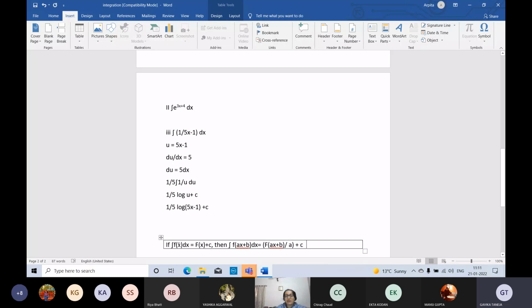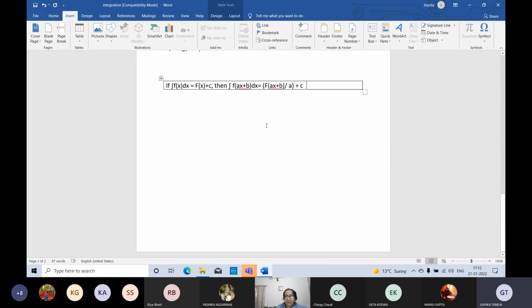I repeat, so if a function of x, you integrate it, you get F(x) plus c. Then if you have the function of ax plus b, the integration is going to be F(ax plus b) upon a plus c. How? Let's see by applying it. So this is one of the important results, one of the important formulas. Now, not only this, from this only, we are getting some certain formulas which are going to be important for us for the questions that we are going to do. What are these formulas? Let's see.